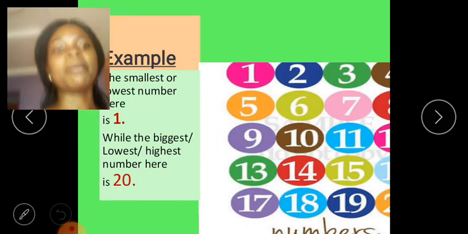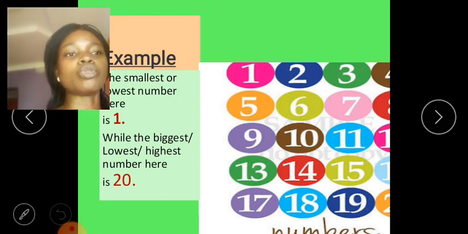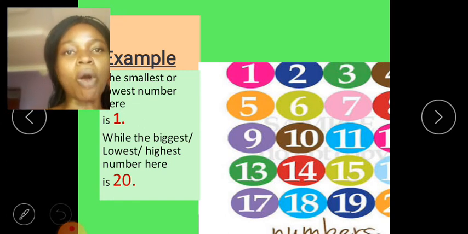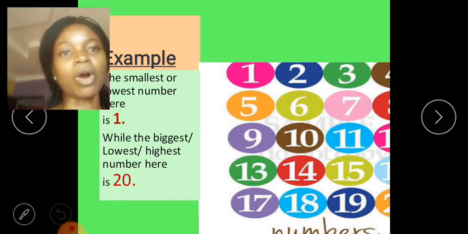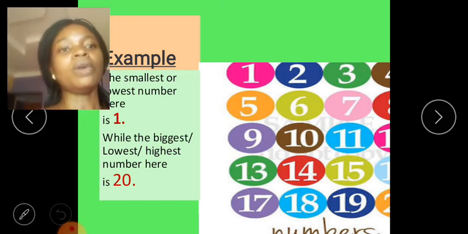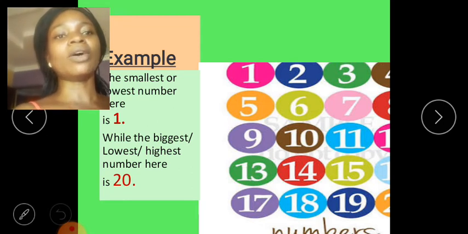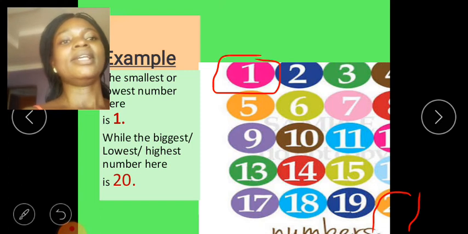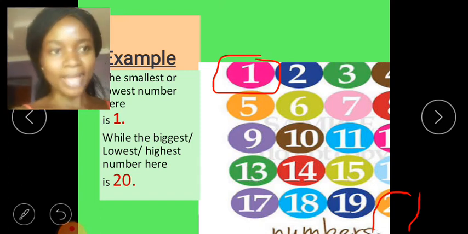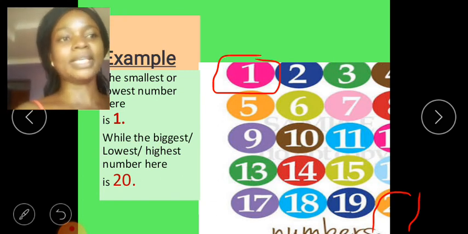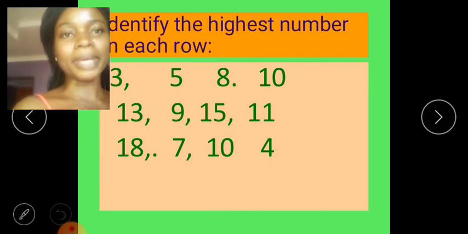Now the same thing is applicable here. Let's look at this number grid. We have 1 to 20. Considering the fact that the more we count, the bigger our number becomes, here the first number is number 1. When we count from number 1 to 20, the smallest number or the lowest number here is 1, while the biggest number here is 20. Because 20 is the last number here, 20 is the largest or biggest number here.